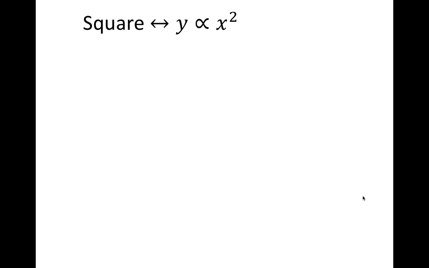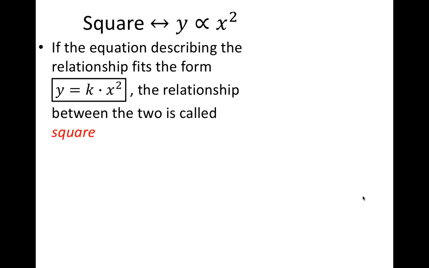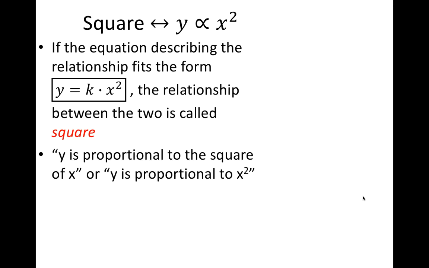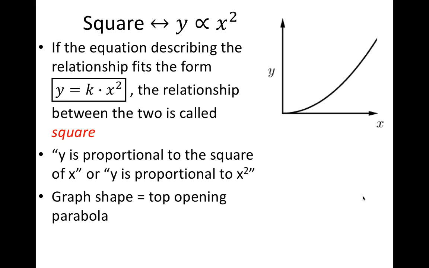When the equation describing a relationship between two variables shows the independent variable x as squared, then we describe the relationship as a square relationship. We can state this in two ways. We can say that y is proportional to the square of x, or we could say y is proportional to x squared. Both are acceptable. The graph shape that's associated with a square relationship is a top opening parabola. Top opening means that it curves upwards as opposed to sideways.